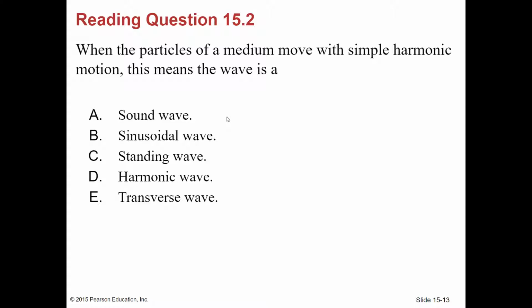When the particles of a medium move with simple harmonic motion, this means the wave is... it's asking for the most generally correct answer, and that would be a sinusoidal wave. Because remember, during a wave, the particles themselves are not moving left and right, they're just going up and down. So if you drop a rock here, and water waves go out that way, this little water particle is just waiting for the wave to get here, and then it goes up and down, and up and down. It doesn't go left or right. So if it goes up and down, and you map that to the left and right, it makes a sinusoidal wave.